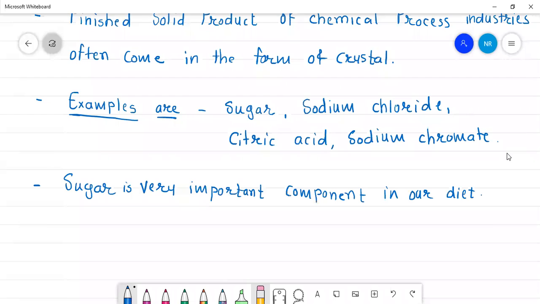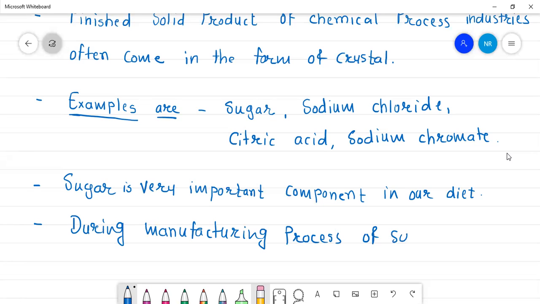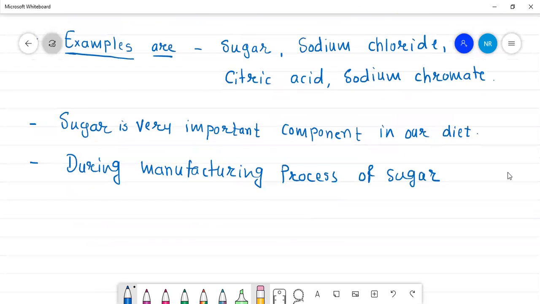So let's take the example of sugar, and using that example we'll understand how crystallization is important in the chemical industry. During the manufacturing process of sugar, the first step is extraction from sugar cane or sugar beet. The first step is the extraction of sugar cane.